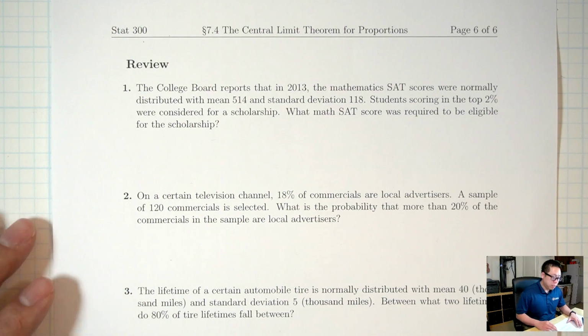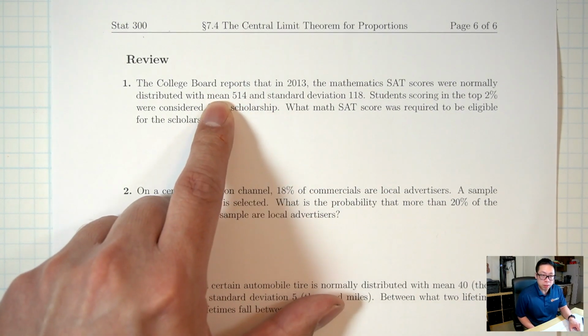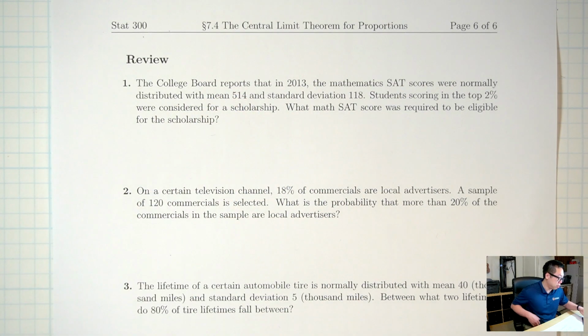Number 1, the College Board reports that in 2013, the math SAT scores were normally distributed with mean 514 and standard deviation 118. Students scoring in the top 2% were considered for a scholarship. What SAT score was required to be eligible for a scholarship? Okay, so when I read that, I did read the word mean. So this is going to be a mean situation.